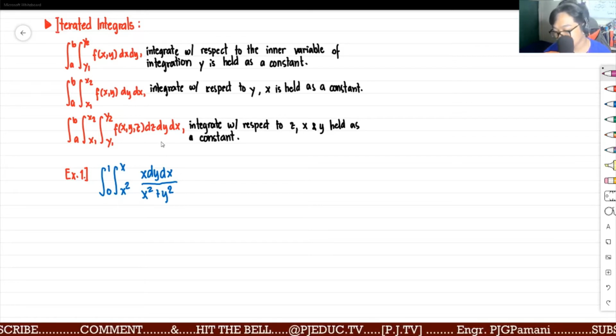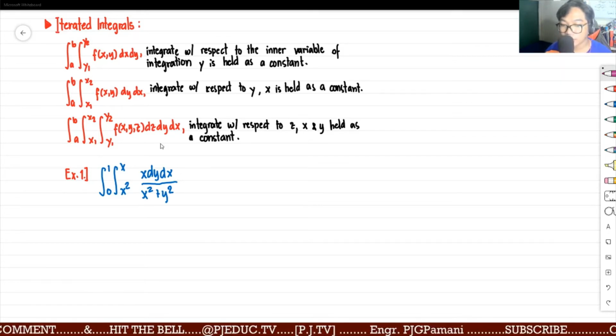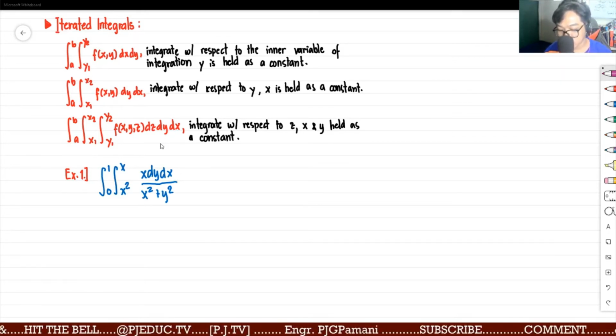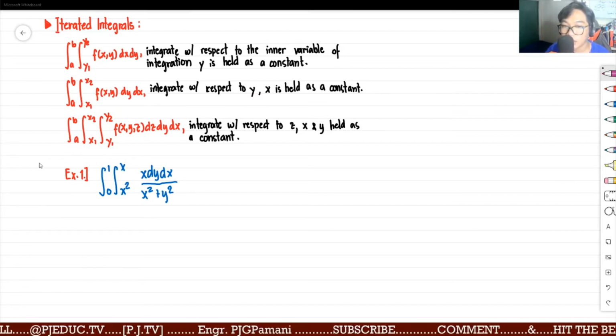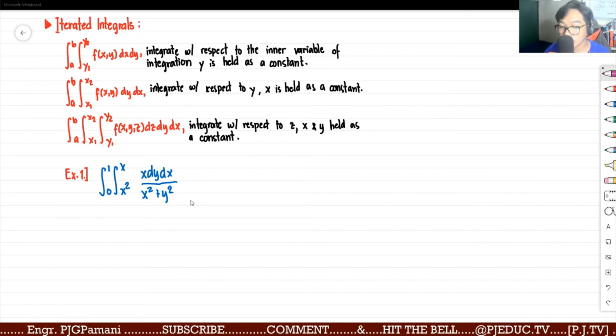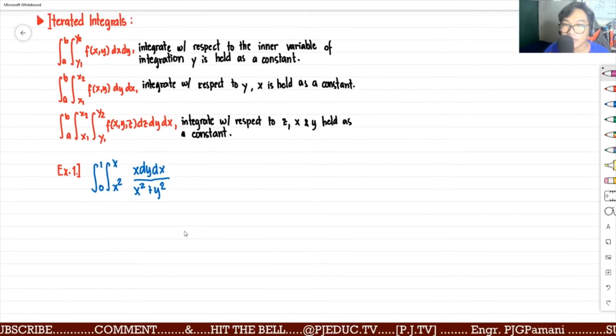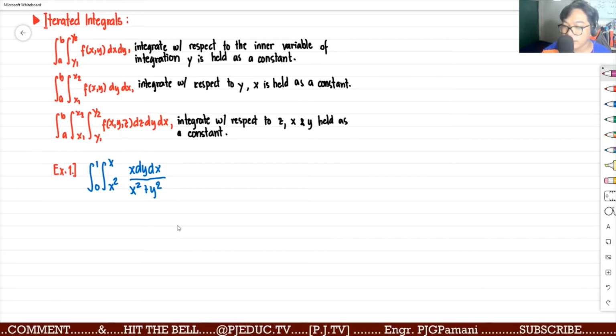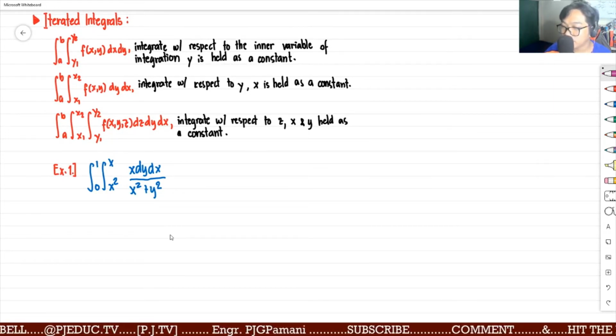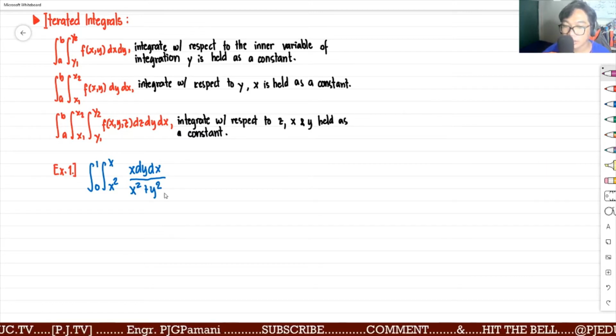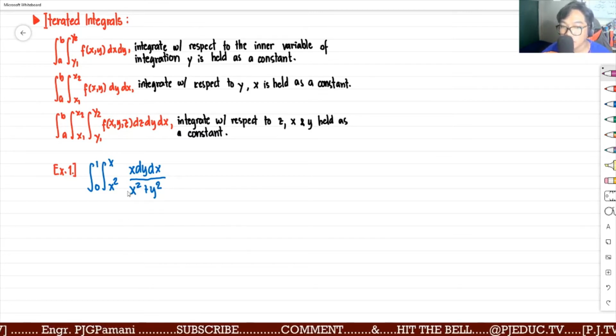Okay? Pero hindi yan multiple integration constant, ha? Remember, it is already in a definite integral, so mawawala rin lang naman si integration constant. So for that, let us try to solve this particular problem. We only have two problems for this lecture for iterated integrals dahil madali lang naman siya. Kung ano yung nauna, yun lang naman tayo mag-integrate.